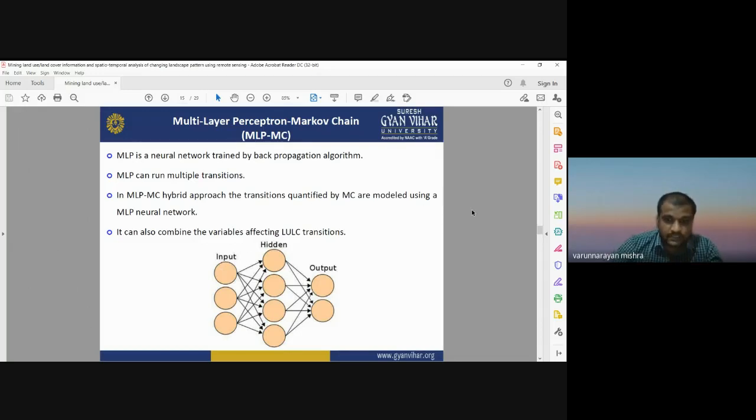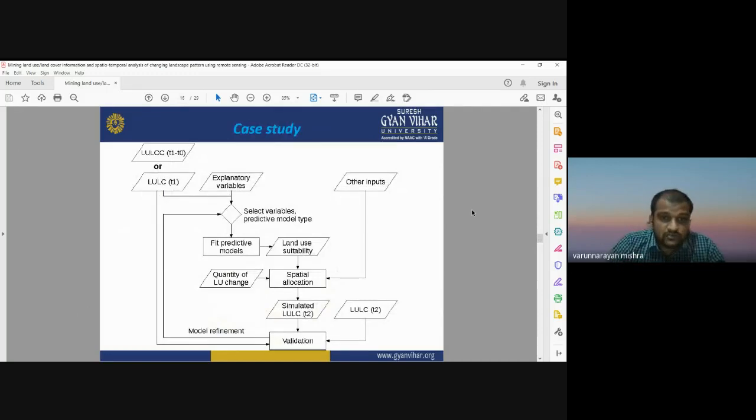Moving to the next slide, I'm going to show you a case study. This is a flow chart of a case study. Here in this case study, we have chosen LULC over 2 time periods, T0 and T1. Then we have also defined different explanatory variables, that is, driving variables. These driver variables will be selected for the model, and after integrating them into the model, we can have the potential sites, the land use suitability.